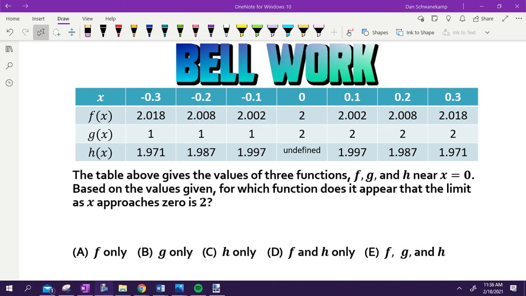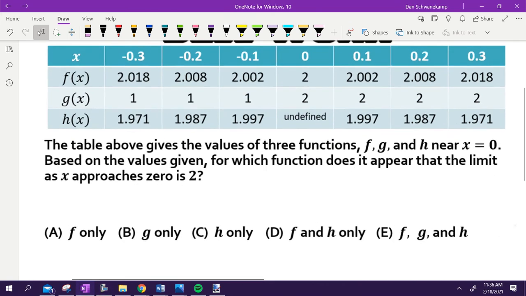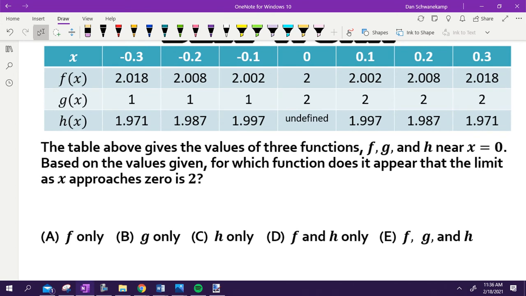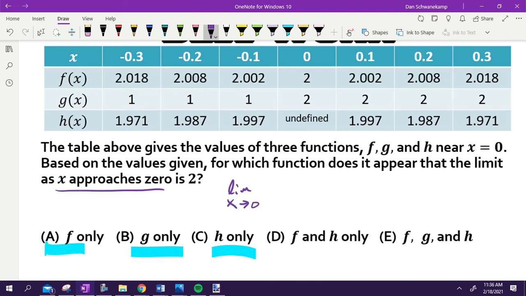All right. So in Bell work here, they love these questions on the AP exam. They like to throw in the F only, G only, H only, etc. This table gives the values of three functions, f, g, and h, near x equals 0. Based on the values given, for which function does it appear that the limit as x approaches 0 of whatever function is given, f, g, or h, is going to be equal to 2? That's what we're trying to figure out.